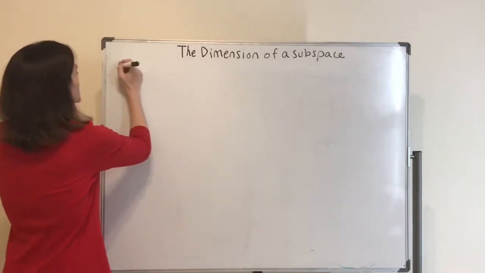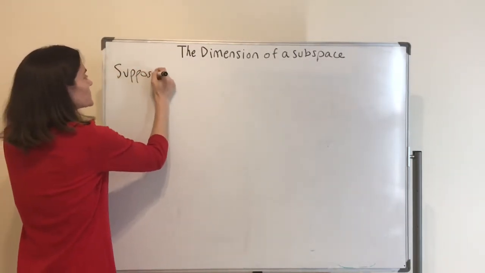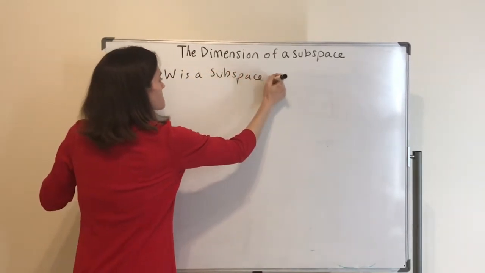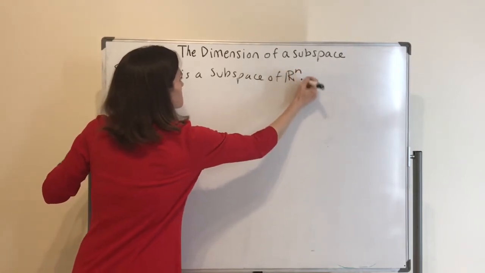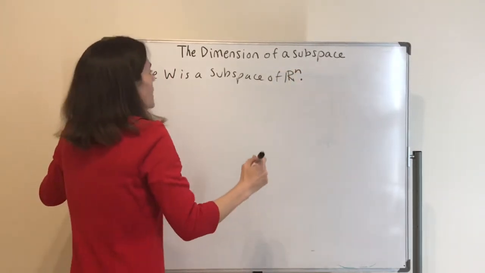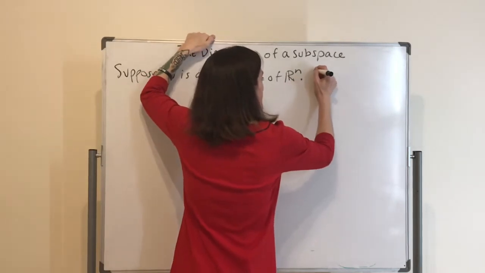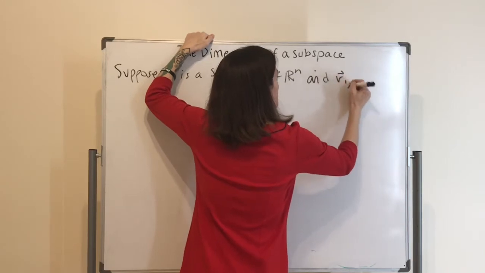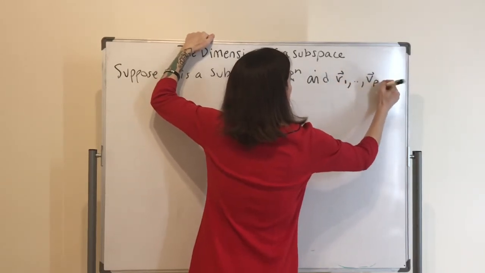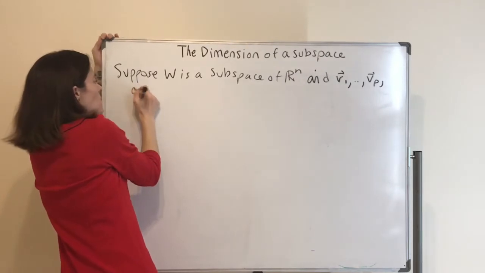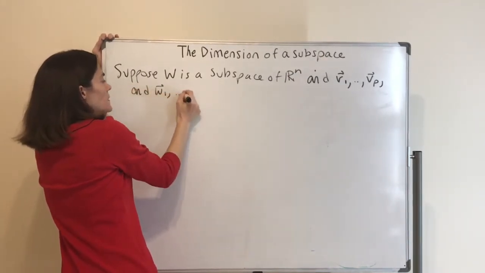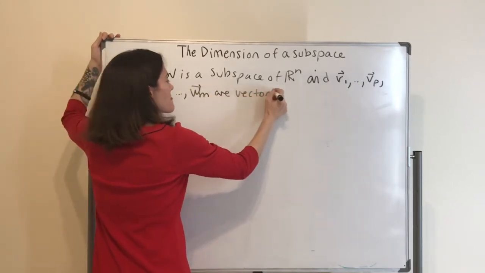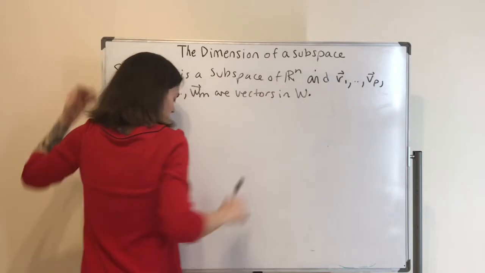Now suppose W is a subspace of Rn. And now, let's say, also suppose we have V1 to VP, and let's say W1 to WM are vectors in W. Okay?